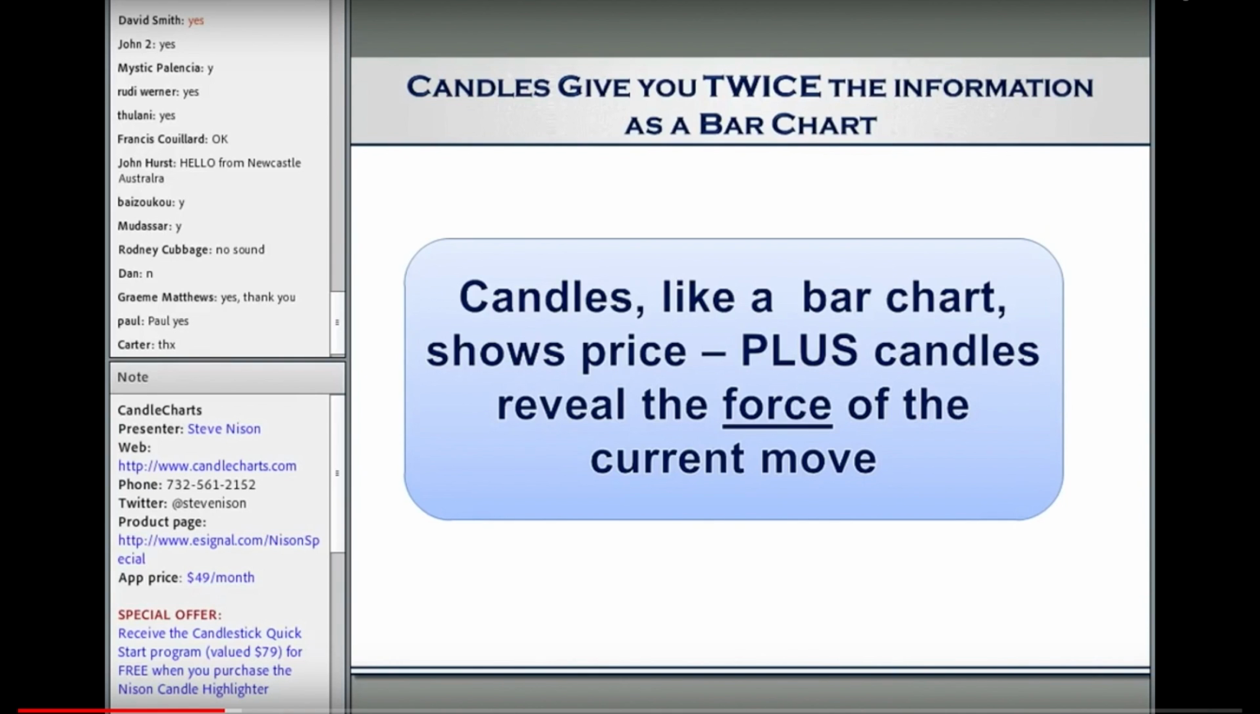Candlesticks provide light for my seeds and reveal the force of the current move. And we'll look at an example of that in a minute.